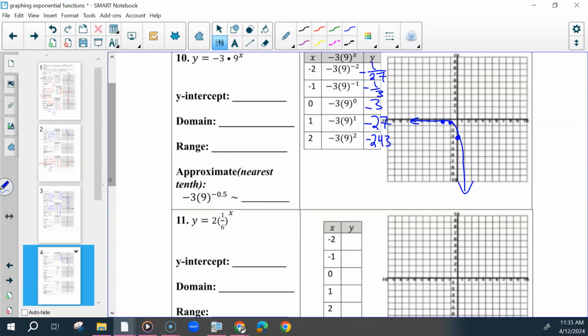What is our y-intercept? Negative 3. Yeah. So again, whatever that a value was is our y-intercept. Did the domain change? No. The range is what? Negative infinity to 0. Go ahead and put that in the calculator. Approximate that. Negative 1. Was that the actual answer? Yeah, C.